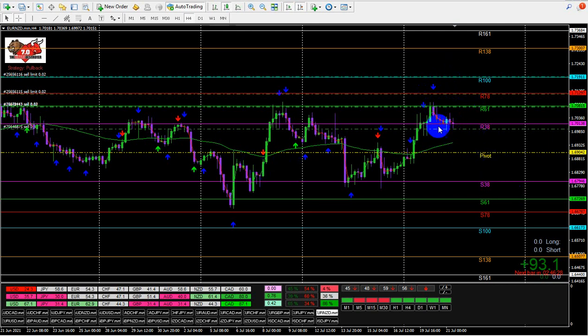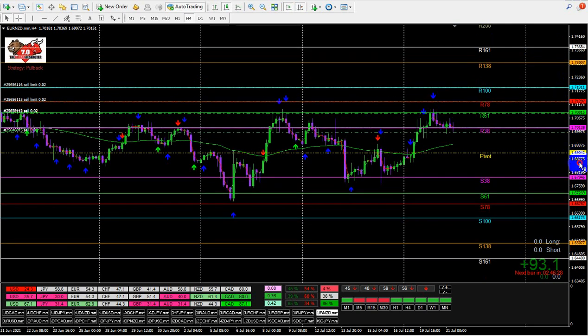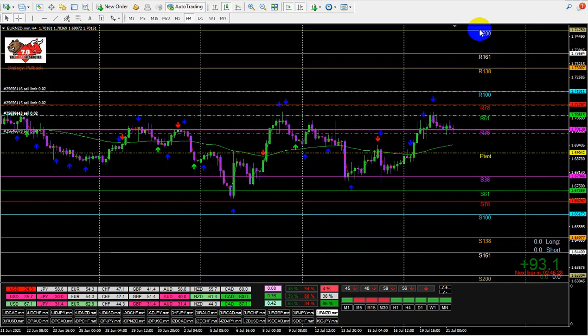So what I'll be doing here in this scenario, I'll be waiting at the arrows, but I won't sell here. I will wait for these zones: R61, R78, R100, R138, R161, and the last R is R200. This is when the market is very volatile, if it goes to 200, but yes, the market will go there.